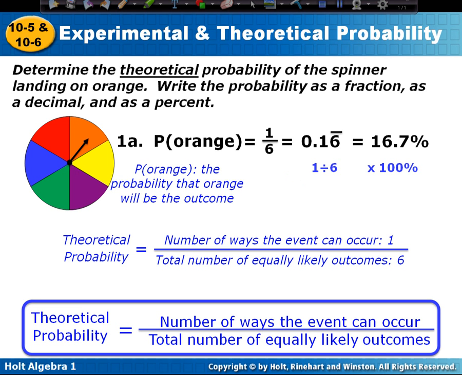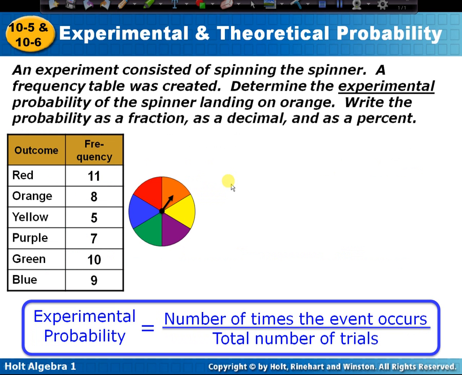We're not going to require you to do that. We're going to go ahead and look at part B of number 1. Now, part A was theoretical probability. So in theory, if we spun the wheel, where would it land? Part B is dealing with experimental probability. So that's why we have a table here.